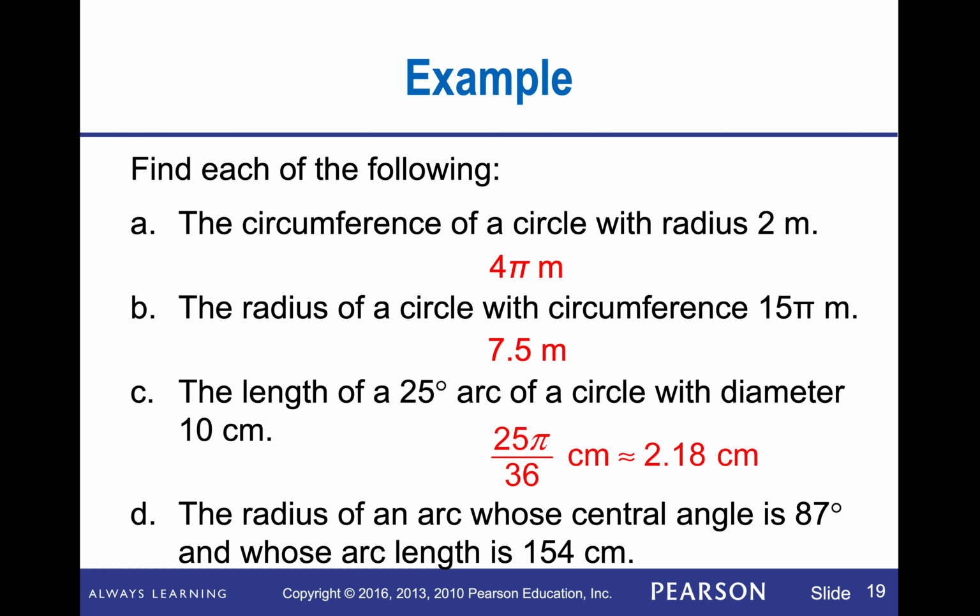This time I have an arc of a circle. When I have the arc of the circle, I'm going to use that arc length with the angle divided by 180, and then I'm going to simplify. Then if I want the radius of an arc, I'm going to use that same formula with the theta over 180, pi times r, and I'm going to plug in to solve for the arc length.